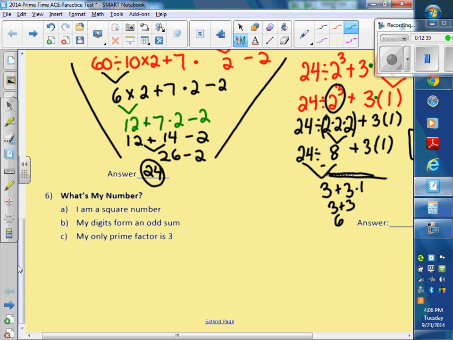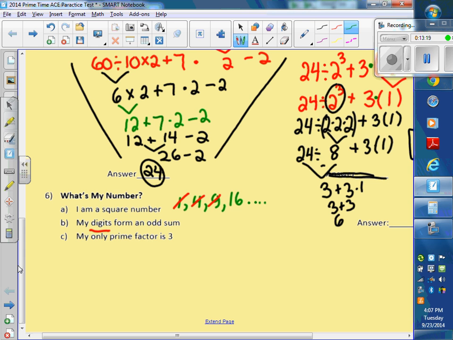You could look at all the square numbers, or as many as you can think of, but that would take a while. You know, like 1 is a square number, 4 is next, the next one's 9. The first 2-digit square number is 16, so you could continue that, but that might take a while. We wouldn't even count these because it says my digits form an odd sum, and you would need 2 digits. So one strategy is to write out the square numbers.